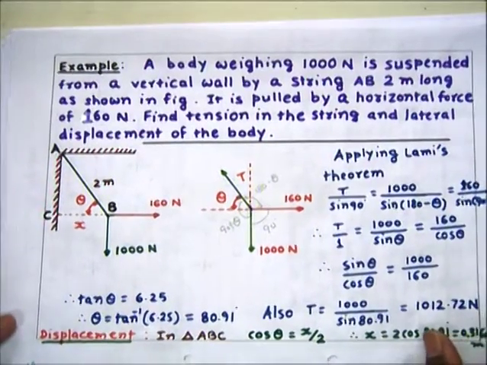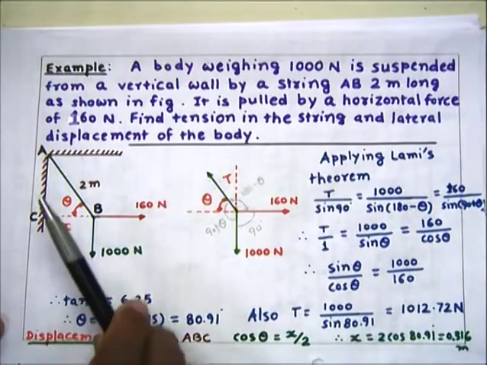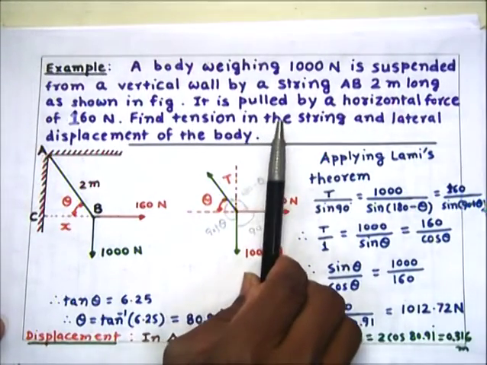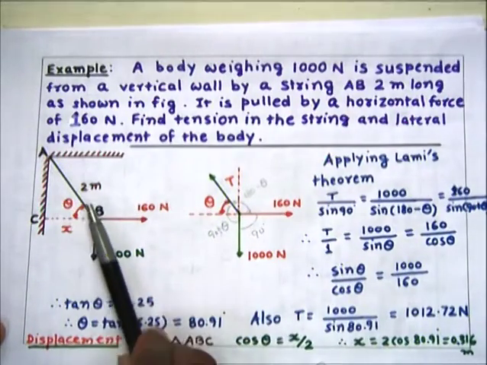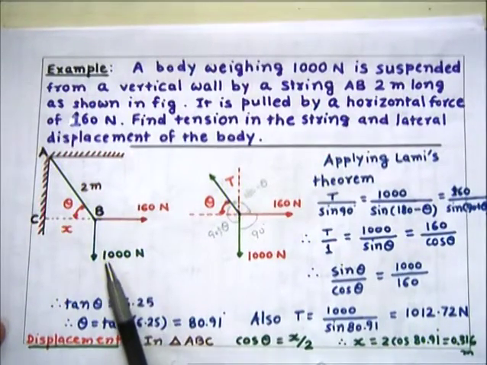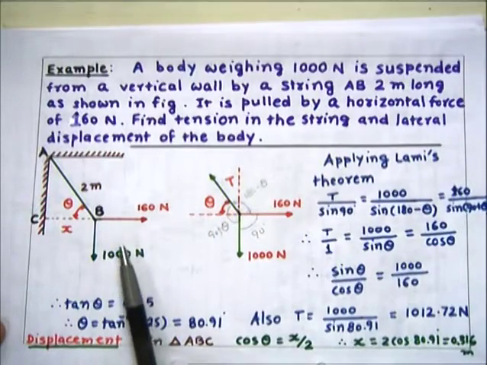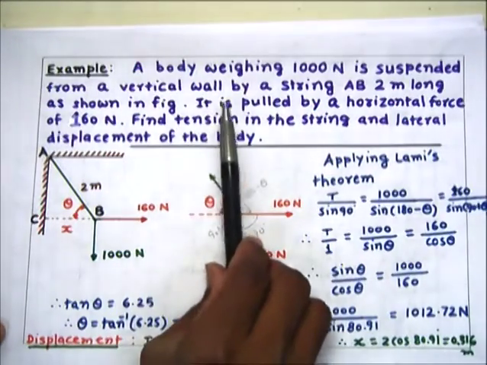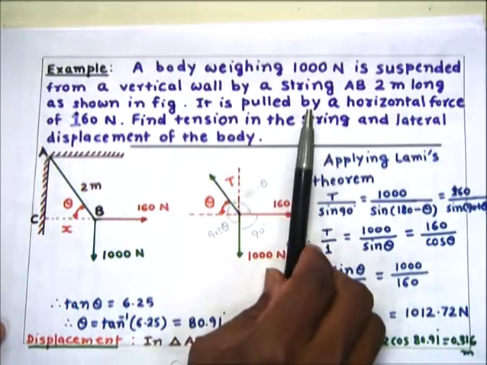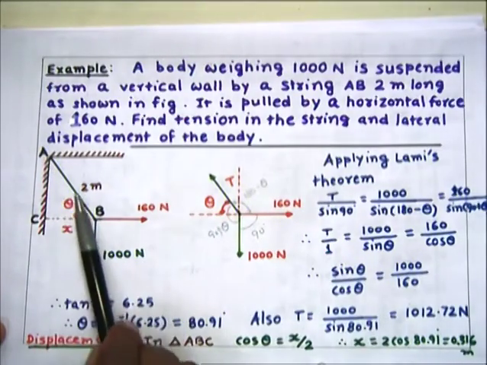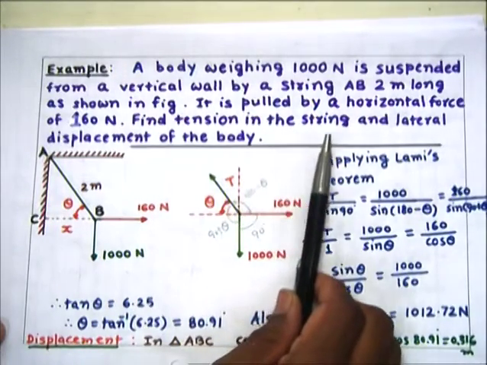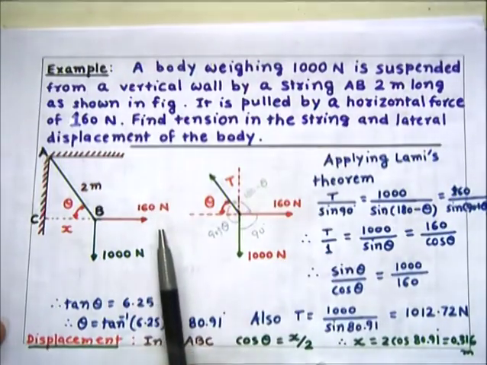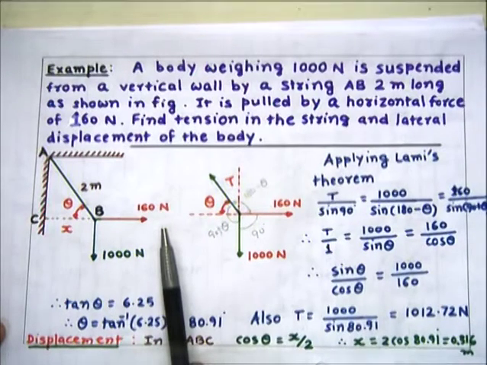So here, a body weighing 1000 Newton is suspended from a vertical wall, that is, here it is weight 1000 Newton suspended from the vertical wall by a string AB which is 2 meter, as shown in figure. It is pulled by a horizontal force of 160 Newton. Find tension in the string and lateral displacement of the body.